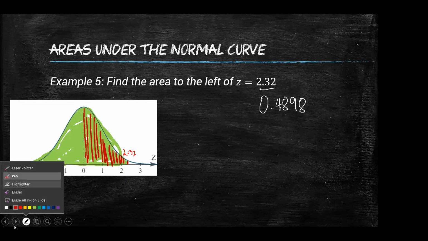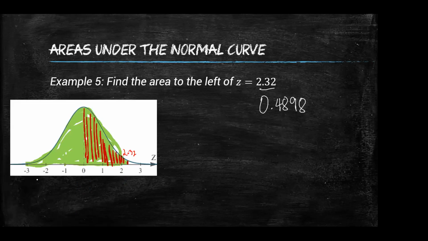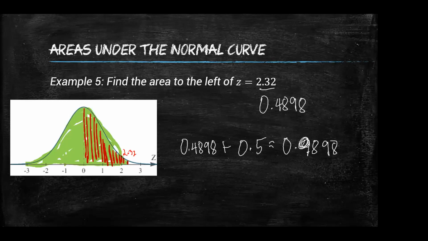So, that would be, katulad ng sinabi ko, the area from 0 to 2.32, which is 0.4898, plus the other half of our normal curve, which is 0.5. Kasi half nga, di ba? Symmetrical, tapos sum of all the areas is 1. So 0.4898 plus 0.5 is 0.9898. Ayan. So, ang daming nakatama.